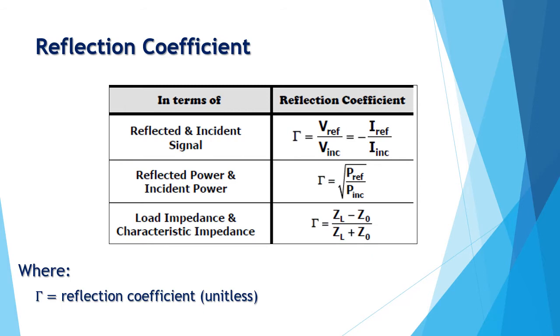Reflection coefficient. Reflection coefficient is a parameter that describes how much of a wave is reflected by an impedance discontinuity in the transmission medium. It is equal to the ratio of the amplitude of the reflected wave to the incident wave.